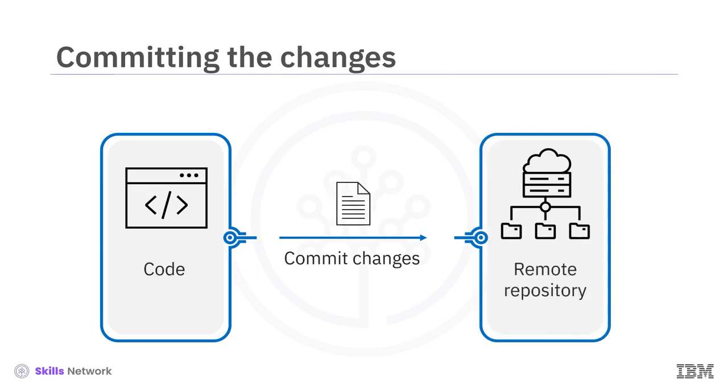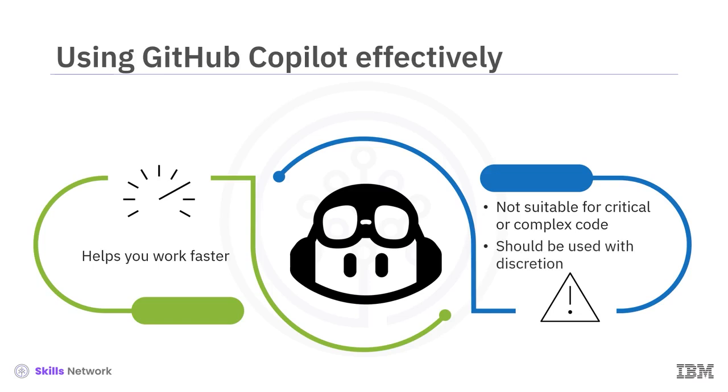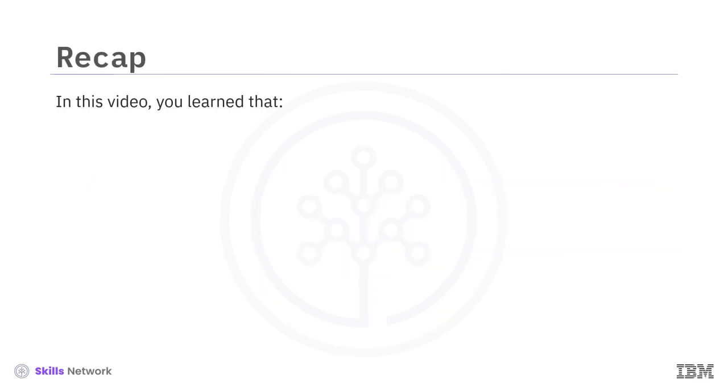Make sure you document any code changes or additions with comments and explanations so that other developers can easily comprehend the code. GitHub Copilot helps you work faster, especially with repetitive or standard code segments. However, remember that it is just a tool to assist you and must not be relied upon for writing critical or complex code. You should use it wisely, review its suggestions, and make sure the code is good, secure, and follows best practices. Let's now recap what you learned.